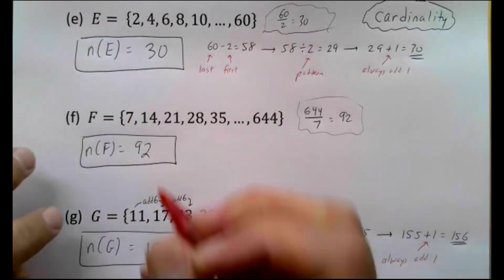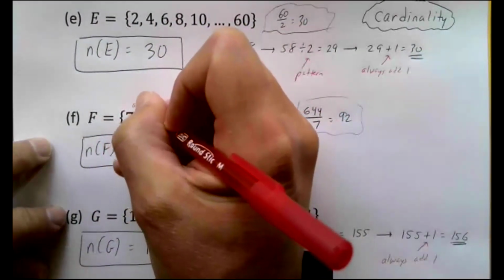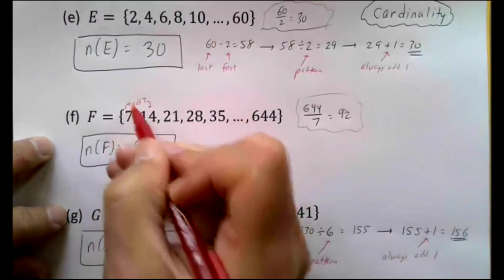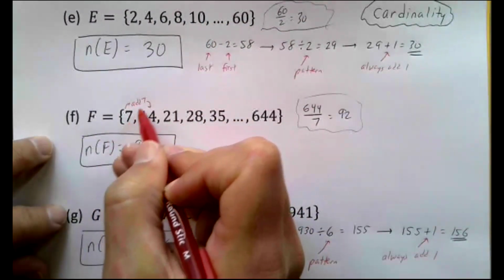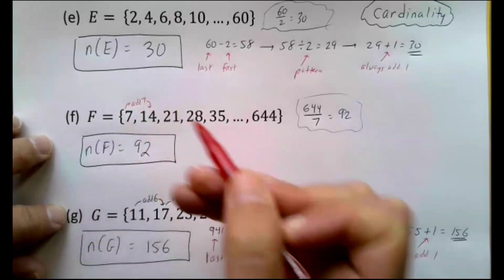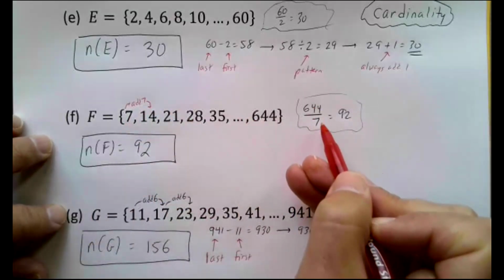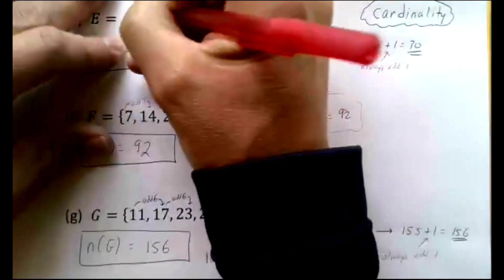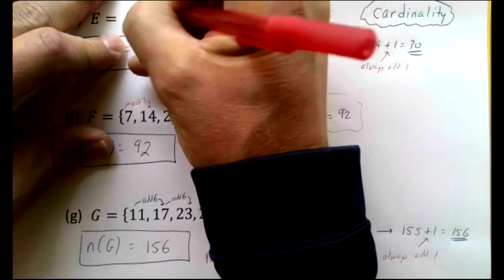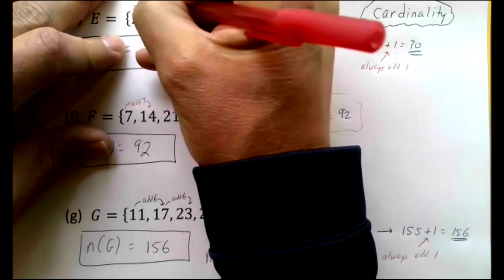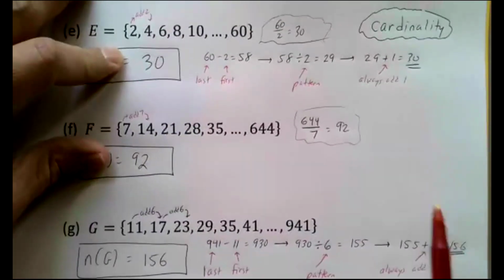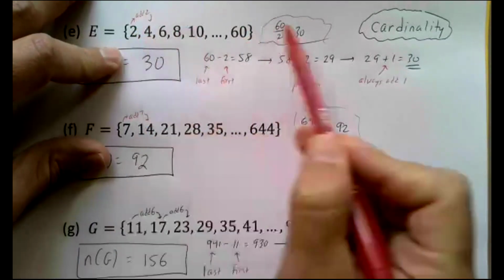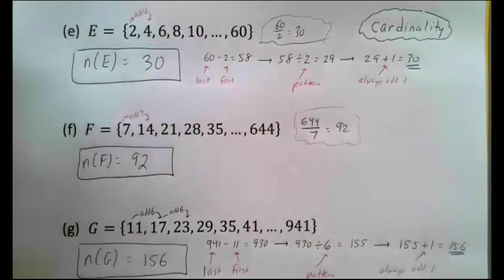If the pattern that we are going up by, you know how we're adding 7? We're adding 7 and it also started at 7. If those two numbers are the same, just take the last divided by the first and you're done.